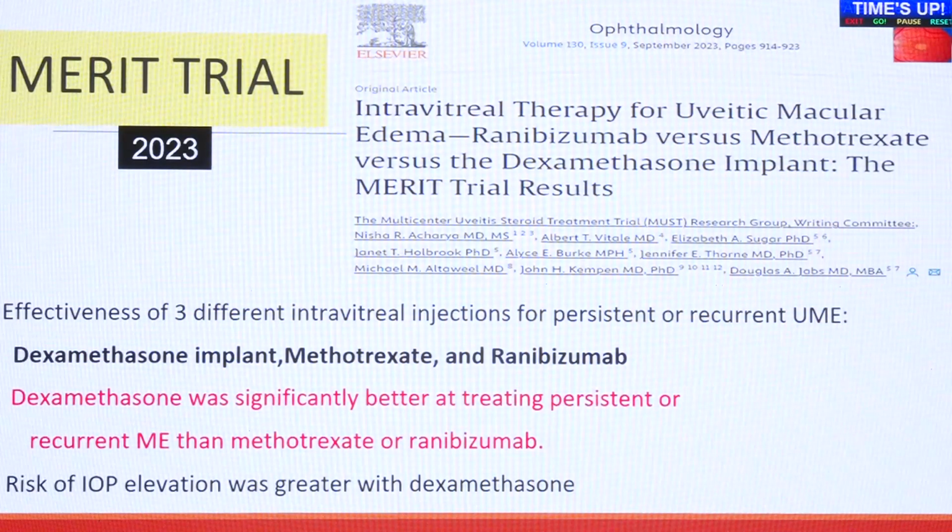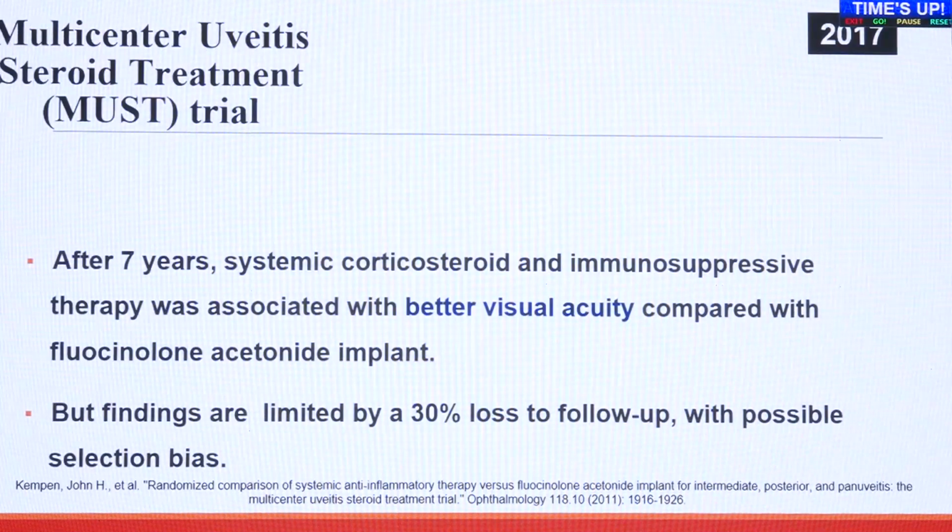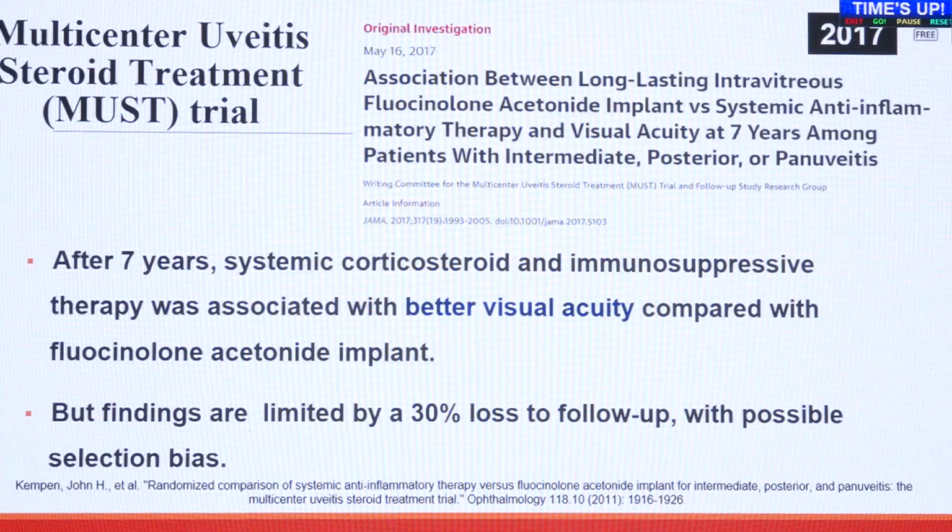The MERIT trial is one of the very important trials. One should remember it, and it gives the green signal to the dexamethasone intravitreal implant. It compared the implant with methotrexate and ranibizumab, and they found that dexamethasone scores quite high in controlling cystoid macular edema. The Multicenter Uveitis Steroid Treatment trial found that at 7 years systemic corticosteroid and immunosuppressive agents were better than the fluocinolone acetonide implant, though there was a follow-up loss of 30% of cases.